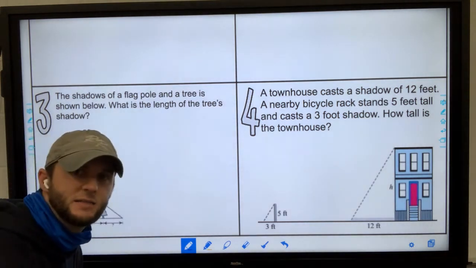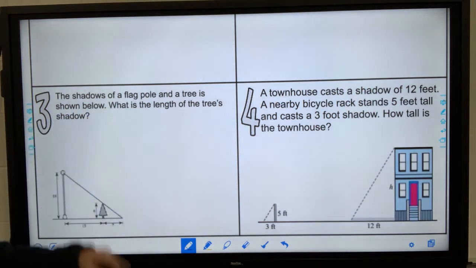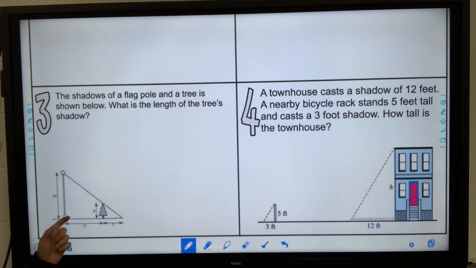All right, look at example number 3. So it says the shadows of a flagpole and a tree is shown below. What is the length of the tree shadow? So we're actually trying to find the tree shadow here. So it's a pretty tall flagpole and a pretty short tree here, okay? But basically what's gonna happen here is we're using similar figures here. So we have two different right triangles, and I'm gonna end up solving this by using similarity here.